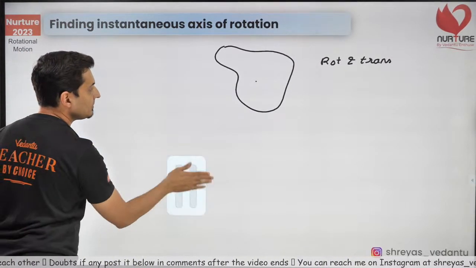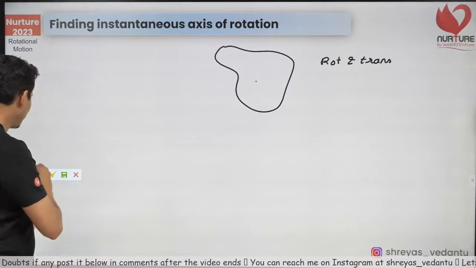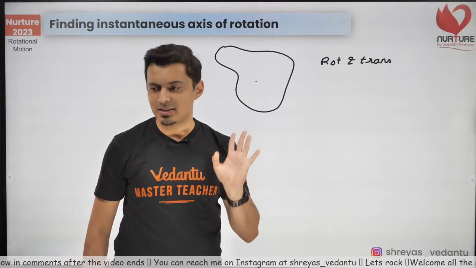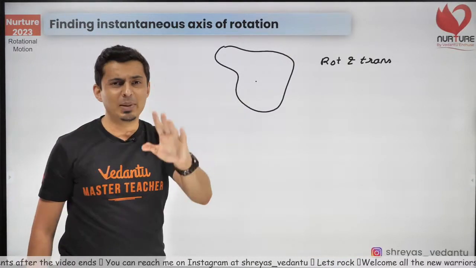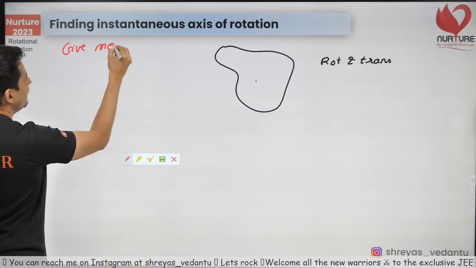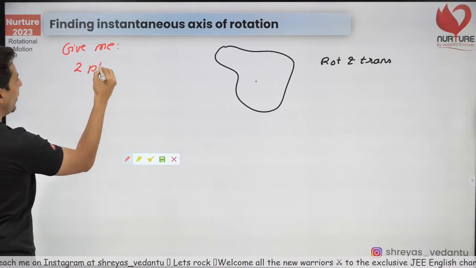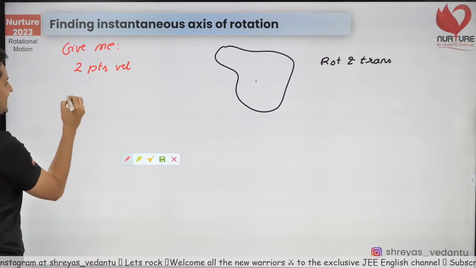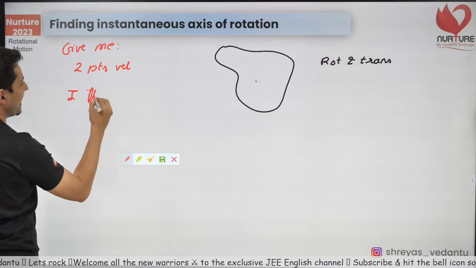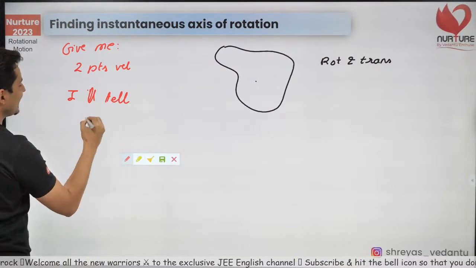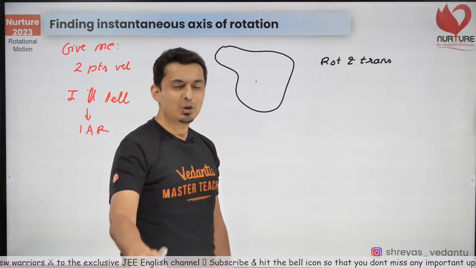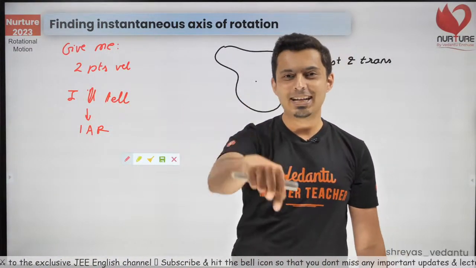No problem in that. Now, how do I find it? All you need to give me is two points' velocities. Give me two points' velocities, and I will tell you the instantaneous axis of rotation. So you just give me two points' velocity, I will tell you where the axis of rotation is.